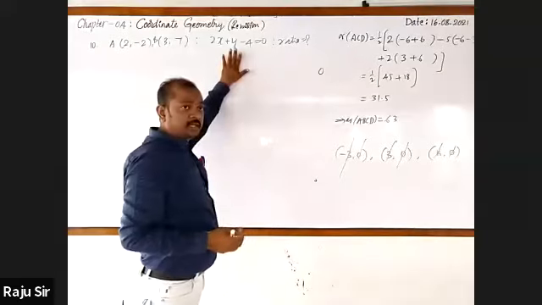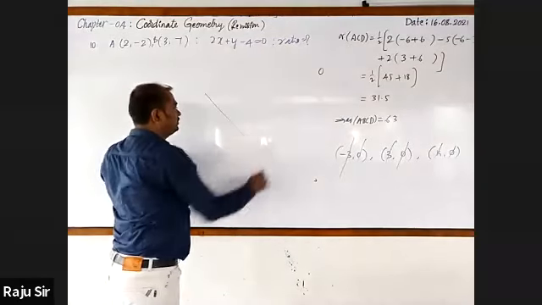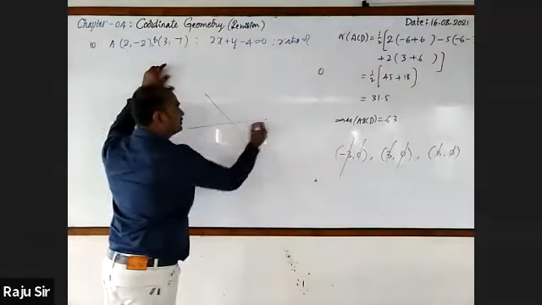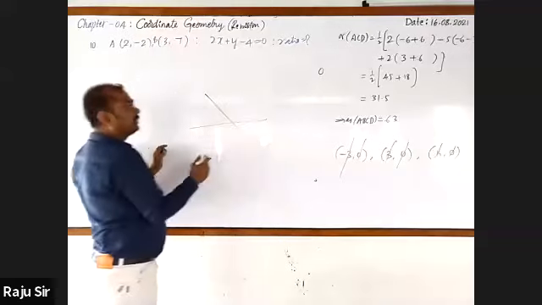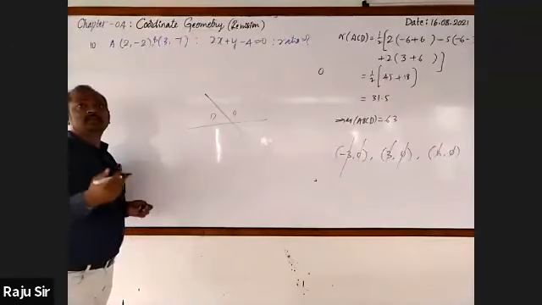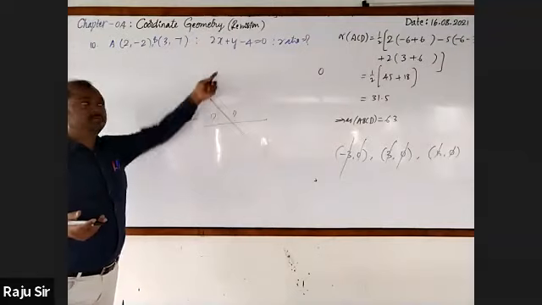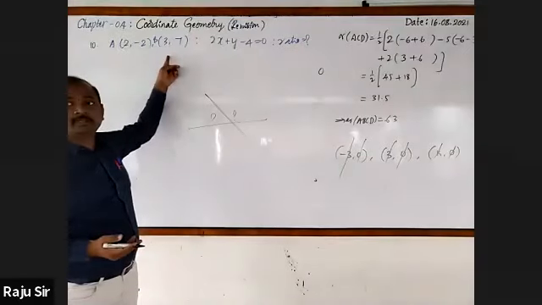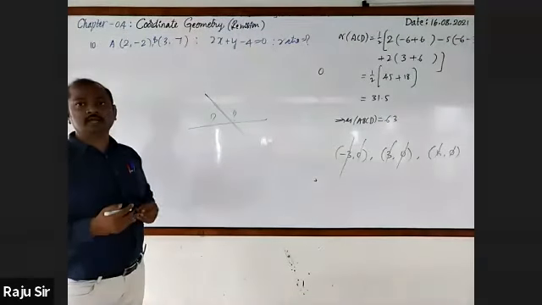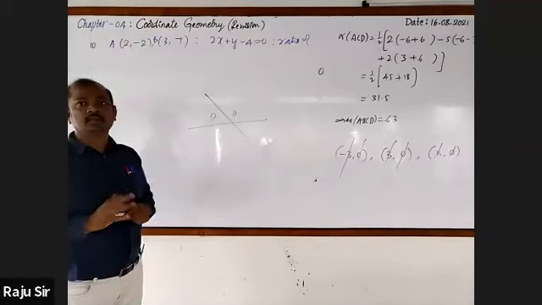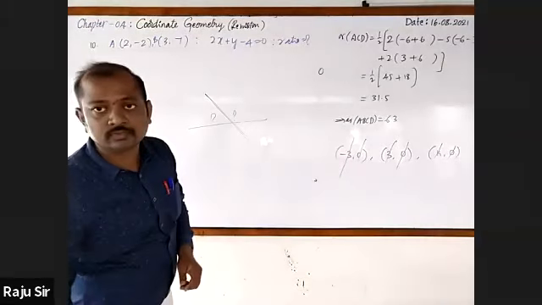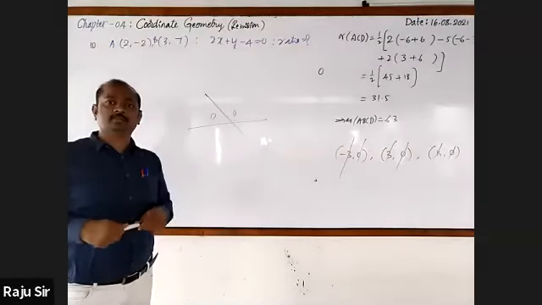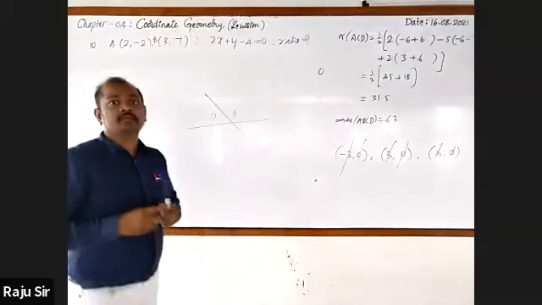This straight line will divide the line segment joining these 2 points. But we do not know at what ratio the given equation divides the line segment joining the points A and B. We are going to find out that ratio. Which formula should be used? Section formula. To find the ratio, obviously we'll move on to the section formula.